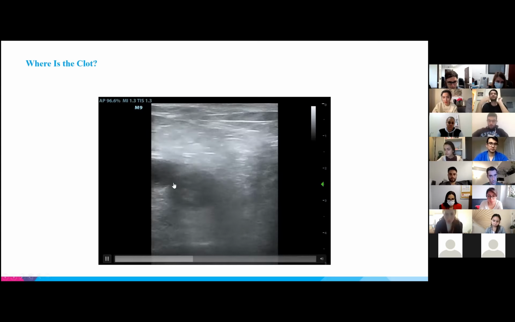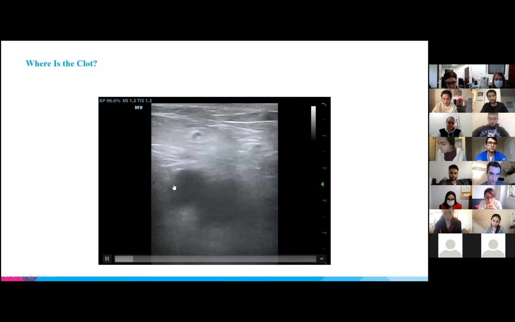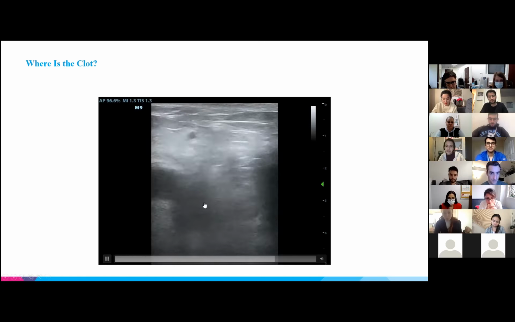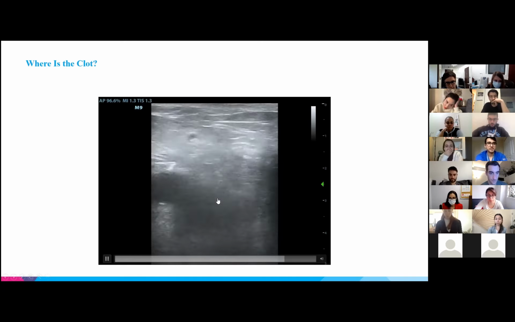So I'll say this is the artery here, and you can tell it's nice, small, circular, thick walled, right? And it's pulsatile. The vein is here. And when we compress, you can see there's something hyperechoic within the vein, and the vein does not compress all the way. So this would be a common femoral vein clot.